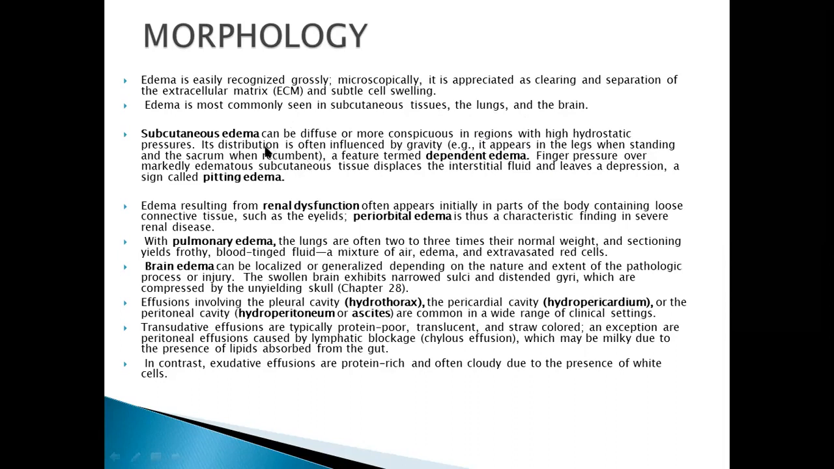What do you mean by recumbent? Remember from anatomy. This is termed dependent edema, which depends on gravity. Finger pressure over a markedly edematous subcutaneous tissue displaces the interstitial fluid and leaves a depression, a sign called pitting edema. We'll see a picture of pitting edema later.